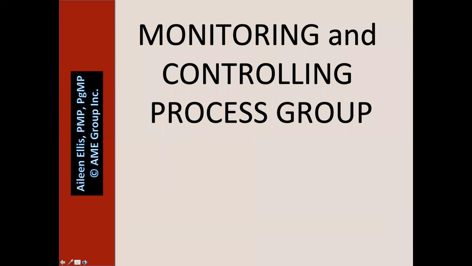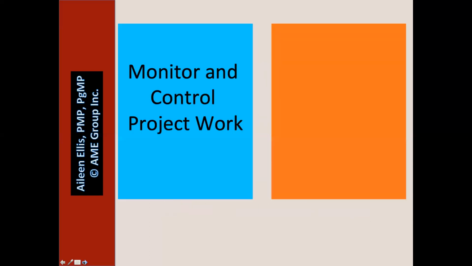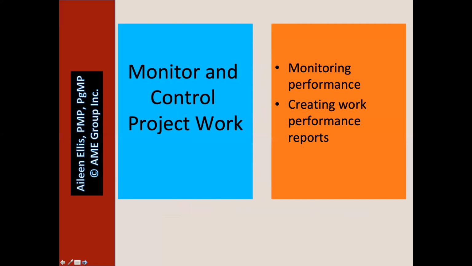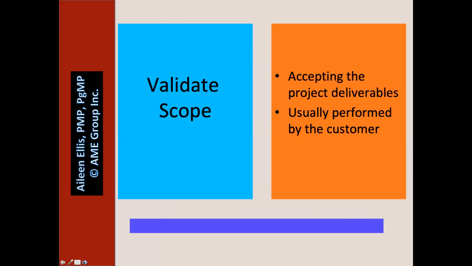Monitoring and controlling process group. The process is required to review how the project is progressing against the project management plan and to recommend changes. Monitor and control project work, monitoring performance, creating work performance reports, perform integrated change control, approving or rejecting change requests, updating the change log, validate scope, accepting the project deliverables, usually performed by the customer.